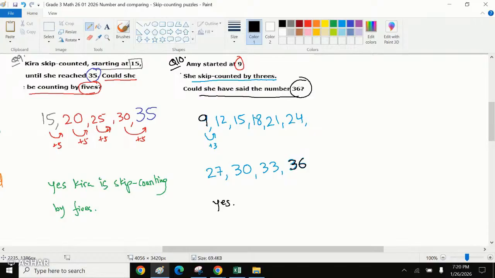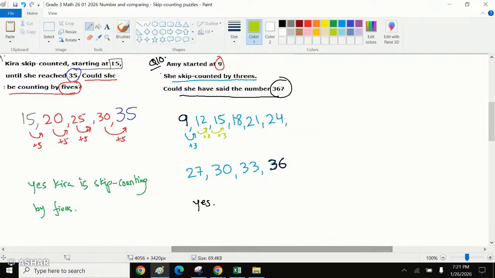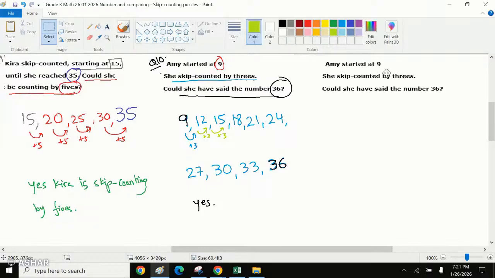Okay. So that means if she begins at 9 and she skips 3, she's doing a plus 3 on each number. That means she can reach over here. So let's do the same question. In the same question, I'll just change the skip. Let's say she was skip counting by 6. So we can say the starting point was 9 and she was skip counting by 6. Can she say 36?